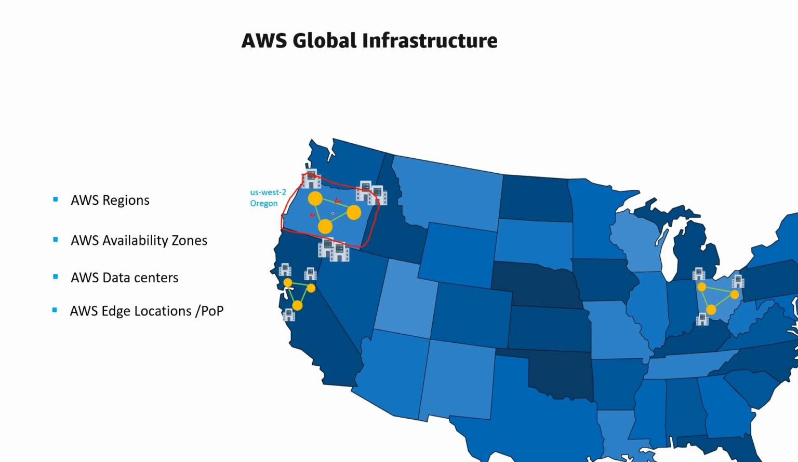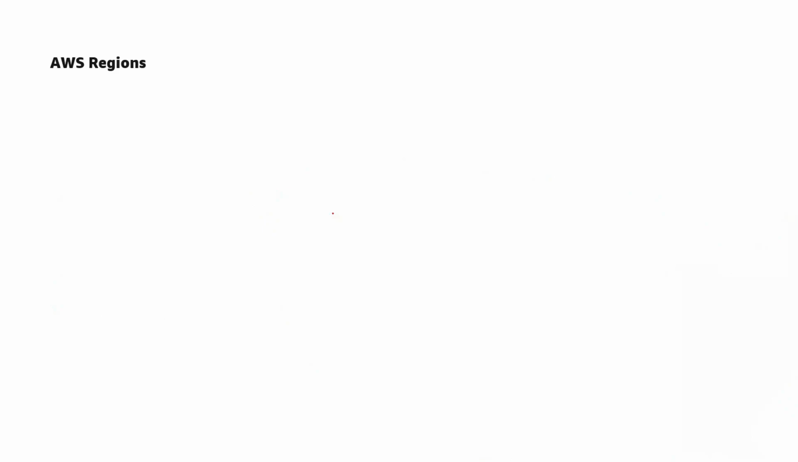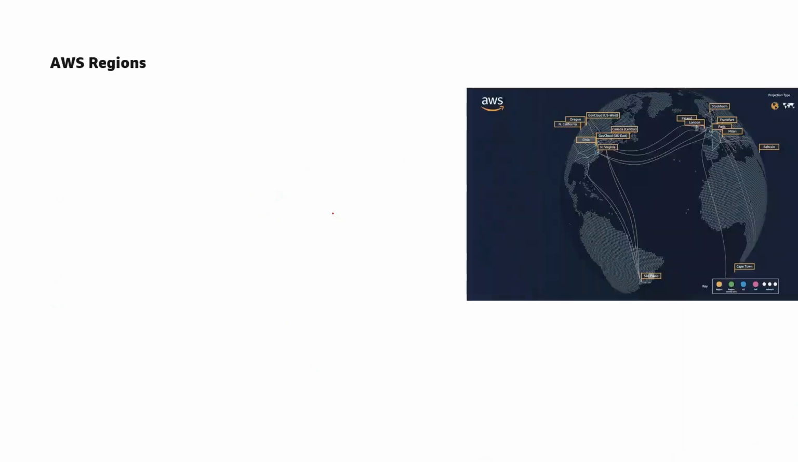And as we said, we have edge locations, points of presence, and local zones, which we are going to have a dedicated lesson for. All right. So let's have a look at the region and its characteristics.